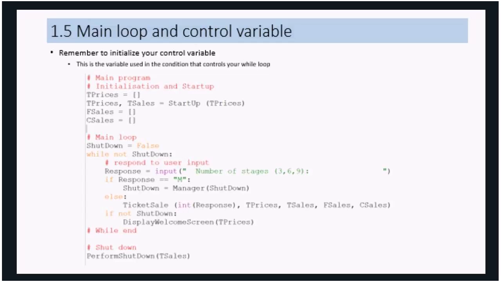So our first little bit is initialization and startup. Here is our array that will hold ticket price information, and here is the call to our startup function. Passing that array in, tprices array gets passed in. It also gets returned out with price information populated. We've got an array for the sales of the full fares and an array for the sales of the concessions for each of the number of stages of travel.